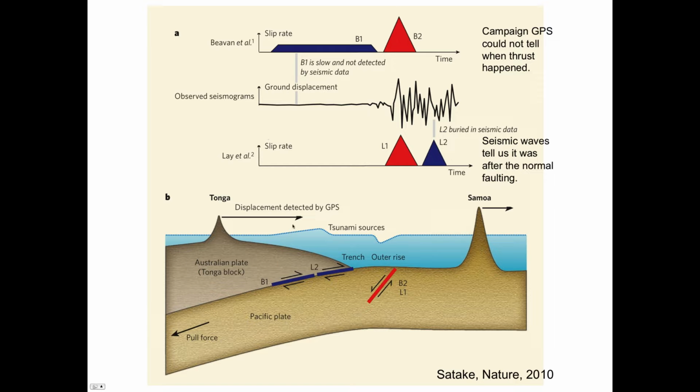He saw that that station had moved eastward. The normal faulting should have moved westward, and he said, well, there has to be a thrust faulting. He didn't know when it happened because it was campaign data. He didn't have any time resolution. The seismic waves tell us that it happened after the normal faulting. Now, there may have been some slow slip before, but the sequence is resolved by seismic waves in this case.